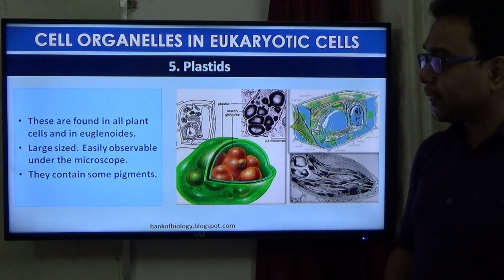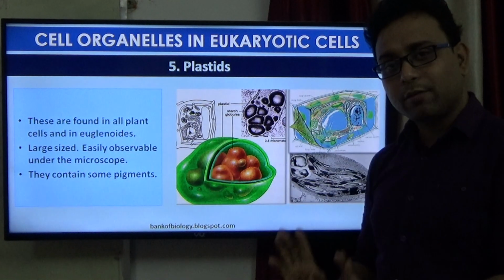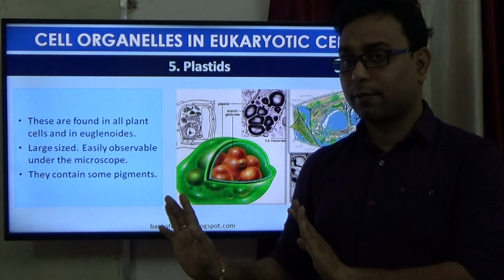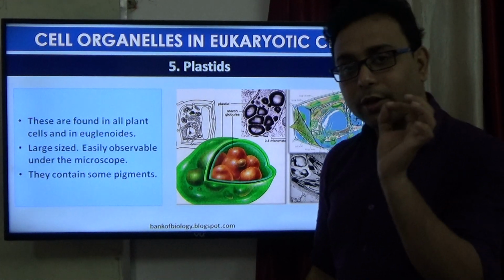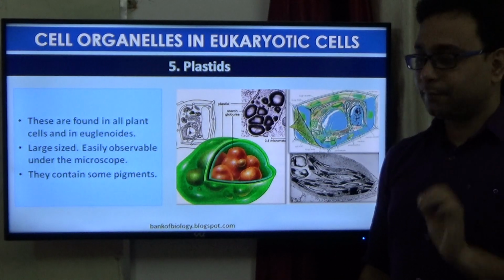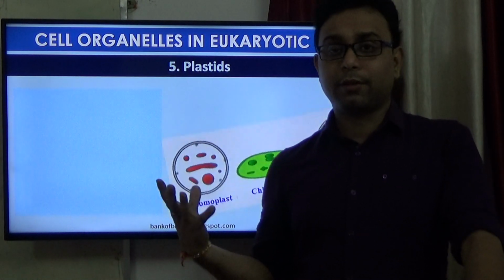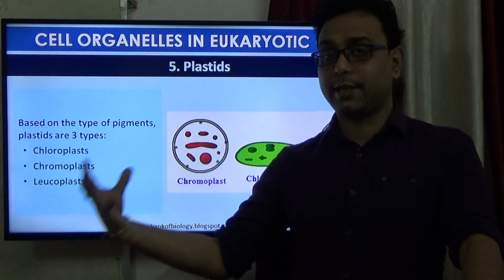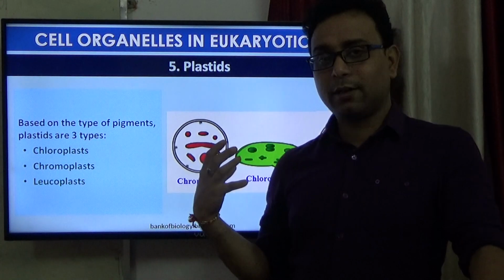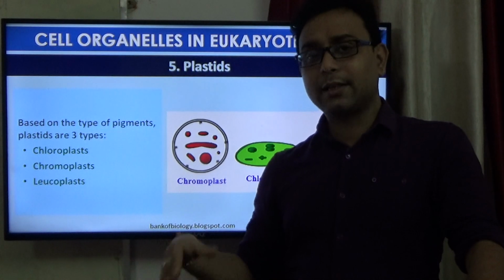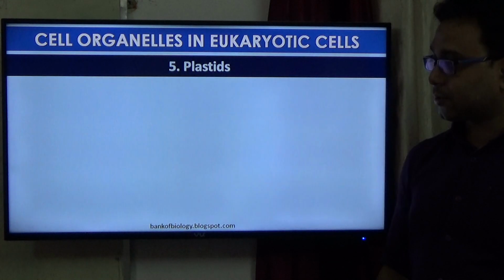Their size is such that they are easily observed under the microscope. Even if you do not stain it, you can observe it. Mitochondria cannot be observed that way, right? So staining is required there, but plastids are easily observed because they contain color. If they contain some pigments, what are the pigments? According to the pigments, we classify them into three types: chloroplast, chromoplast, and leucoplast. Chloroplast means green, chromoplast means other than green, the other colorful plastids, and leucoplast is the colorless plastid.